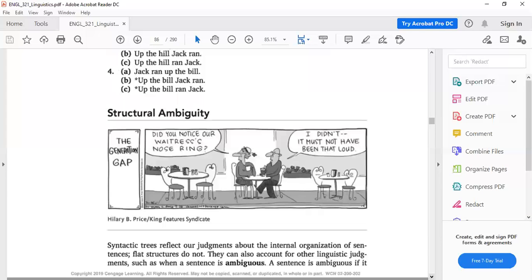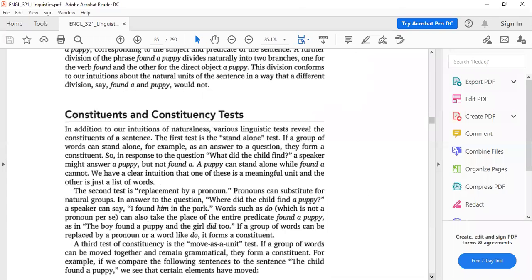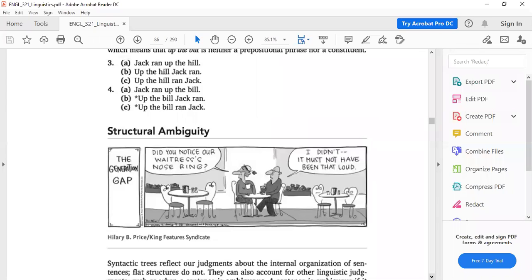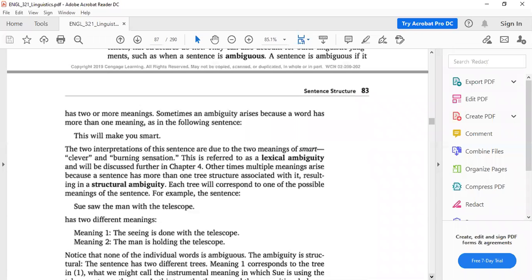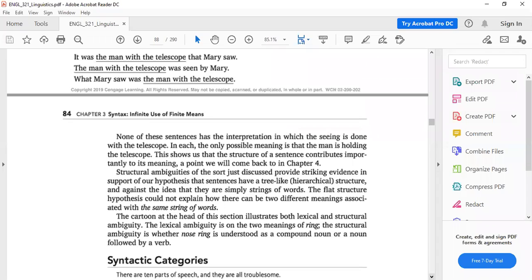Rania will present pages 81 and 82. Aya, be ready also next time, please, to start talking about structural ambiguity. You will not finish next time, but you can start structural ambiguity, okay?